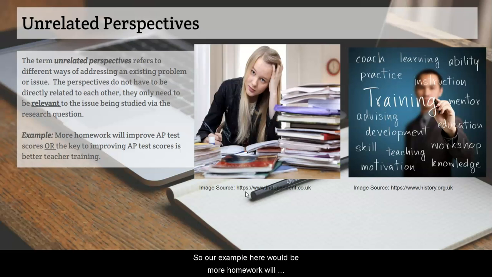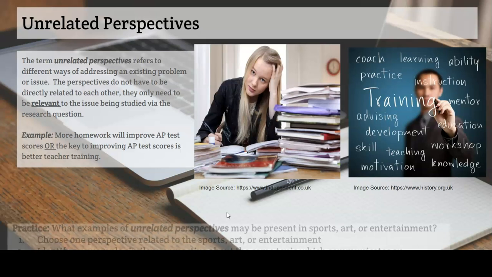So our example here would be more homework will improve AP test scores, or the key to improving AP test scores is better teacher training. The first perspective is about homework. The second perspective is about better teacher training. Those two things are relevant to the issue of AP test scores, but they are not similar to each other other than the fact that they're relevant to the topic. Both of them are very clearly relevant to the issue of improving AP test scores, but they are not so similar that we would count them as similar perspectives.